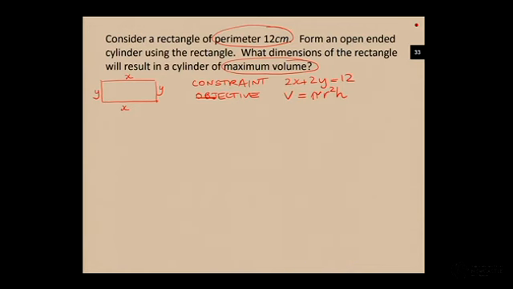Any suggestions on the h? The h is easiest. The h, watch what happens. This is my x along here, so that goes to form the circle, but the height comes from this side. So can you tell me what the height will be? Yep, the height is equal to y in this story.